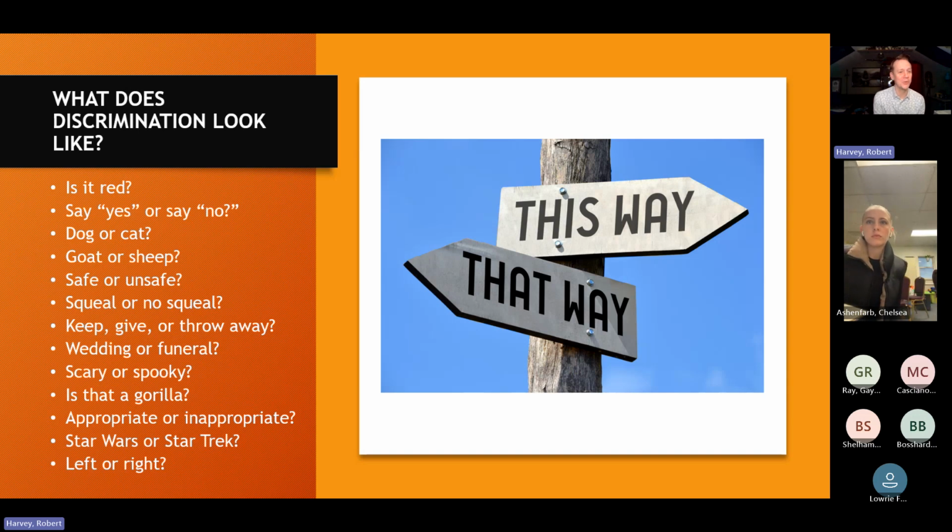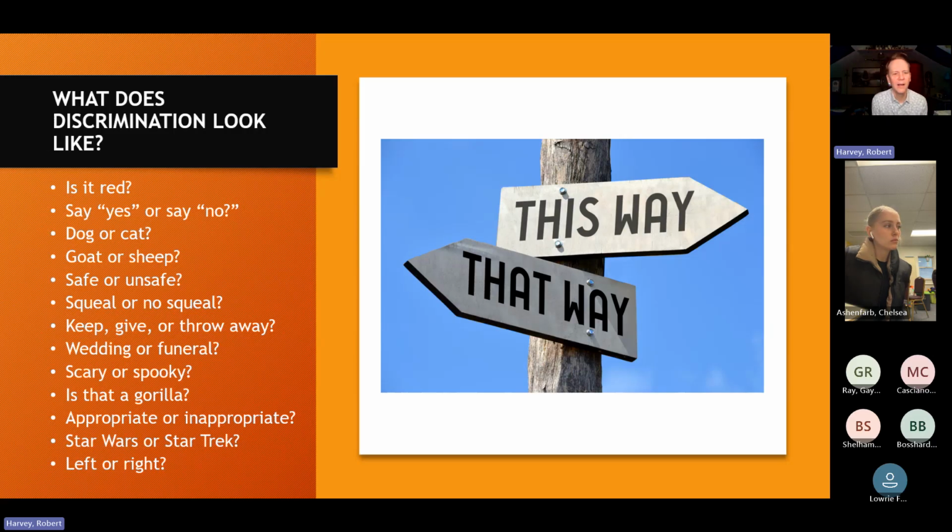Wedding or funeral, what should you wear? What should you say? How should you decorate? What discriminates one from the other? Scary or spooky, or, well, those are kind of the same thing. Yeah, that's a pretty hard discrimination. So if your teacher says you can wear spooky costumes but not scary costumes, that's pretty hard to determine, so we want to be able to discriminate those things.